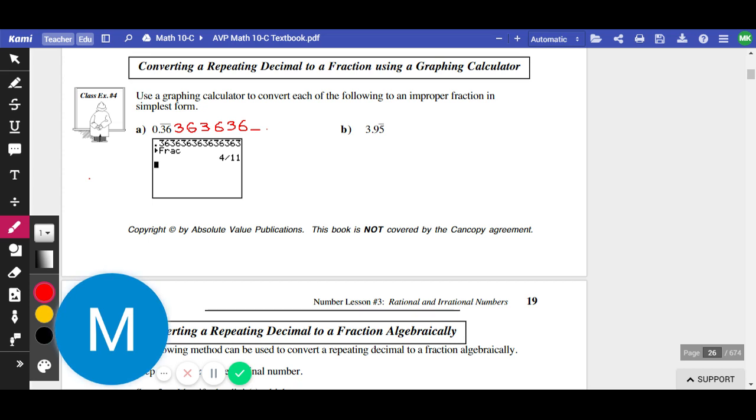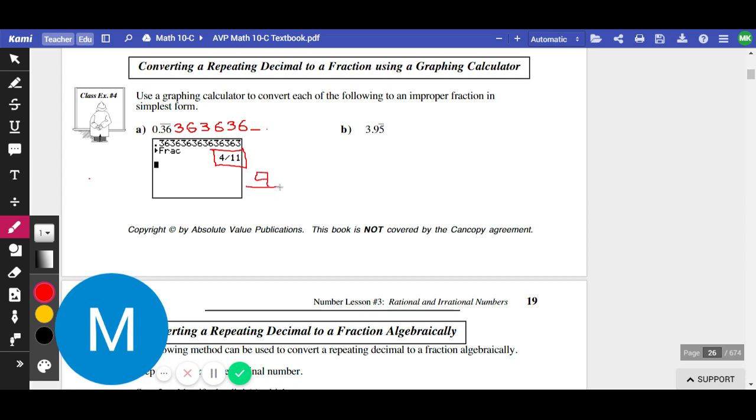You're going to hit option 1. You can either hit 1 or hit enter on 1. It'll bring you back to your home screen, and it'll now say this. This means turn that decimal into a fraction. If you hit enter on your calculator, it will actually show you what the fraction is. So 0.363636 equals 4 over 11.